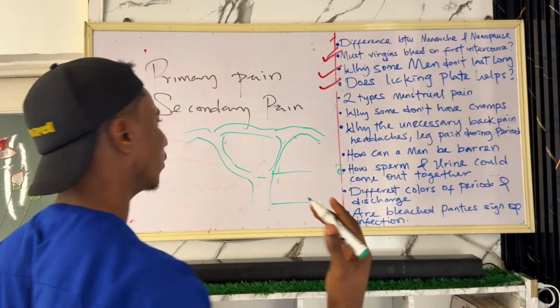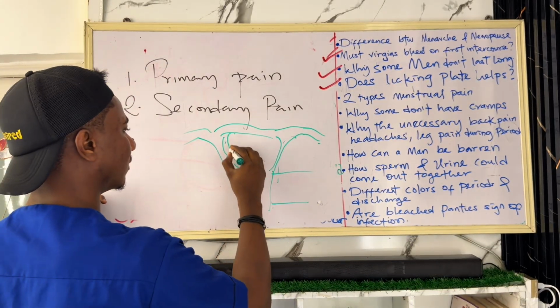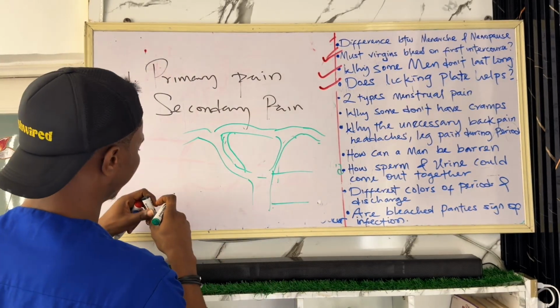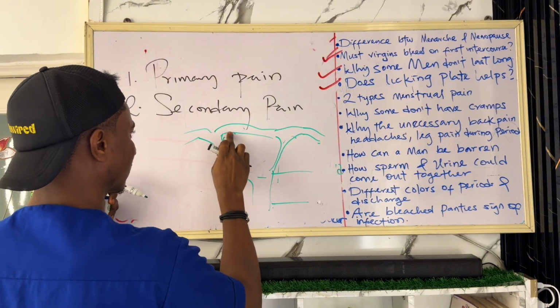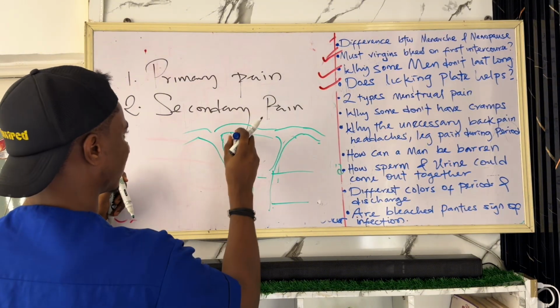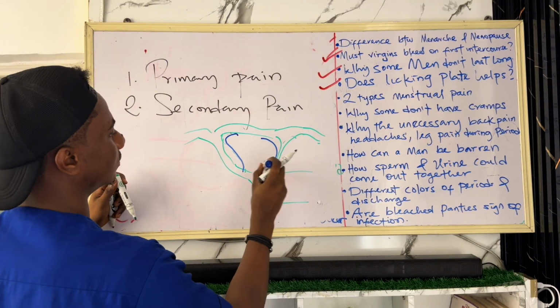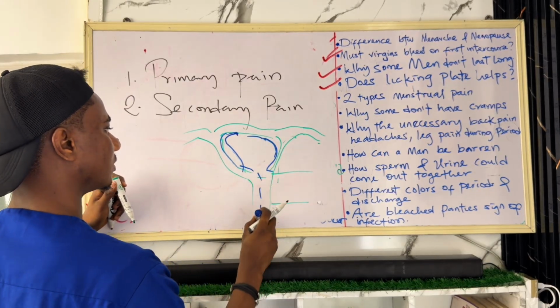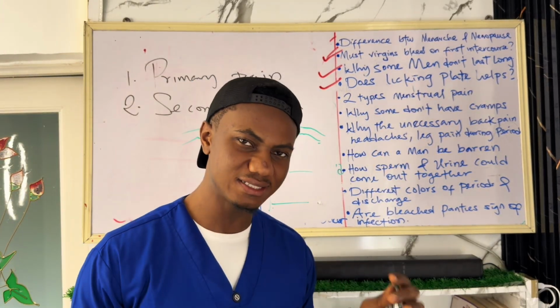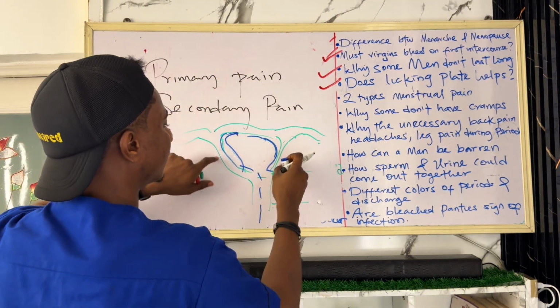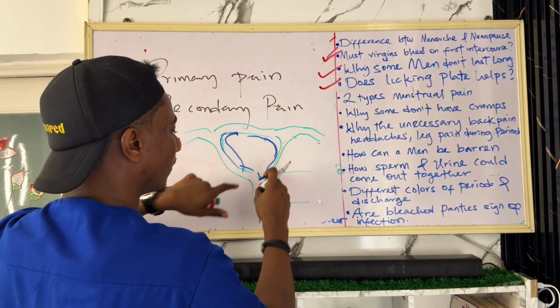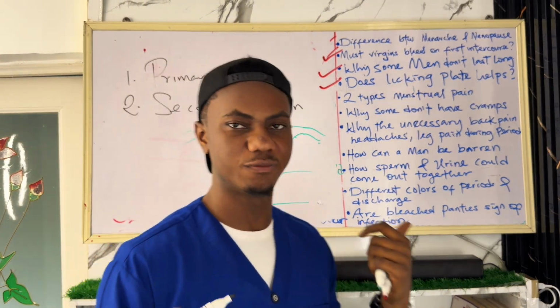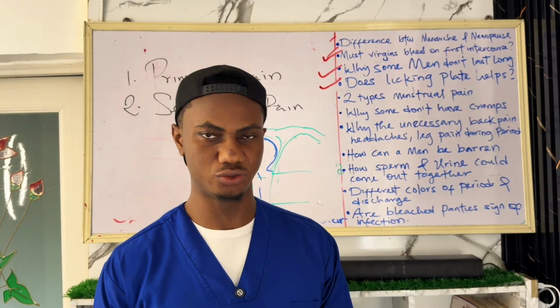So now, during period, we see that blood will form around the walls of a woman's womb. Do you understand what I'm saying? Just forget about the drawing, but it forms around the walls, and then later it gets discharged out. So the blood shedding from the walls of your womb determines the kind of pain you feel primarily in the woman. Do you understand what I'm saying?